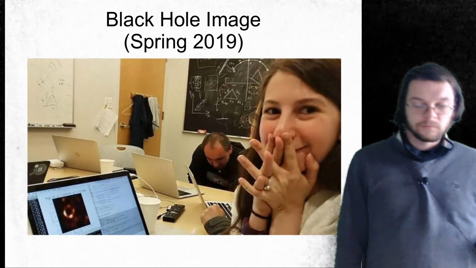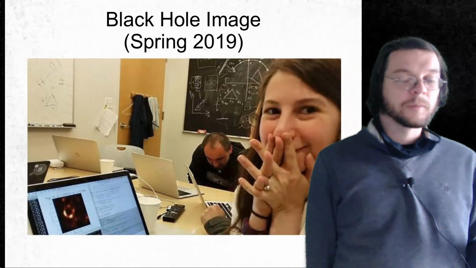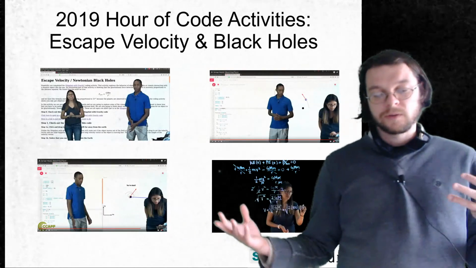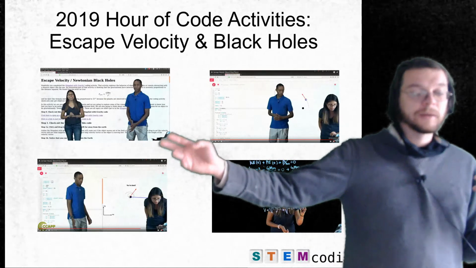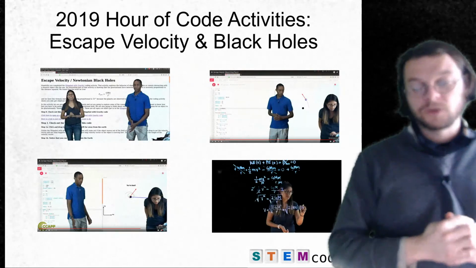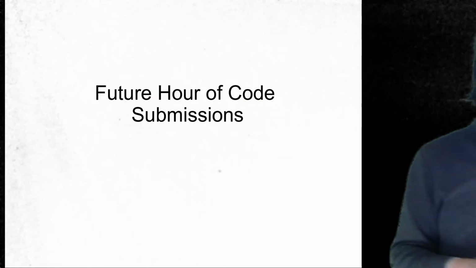Now in 2019, the activity that we made was inspired by this black hole image. Hopefully you remember that from the Event Horizon Telescope. We came up with a series of activities talking about escape velocity and the dynamics around Newtonian black holes. That's up there on ourcode.com. We're quite proud of that as well.